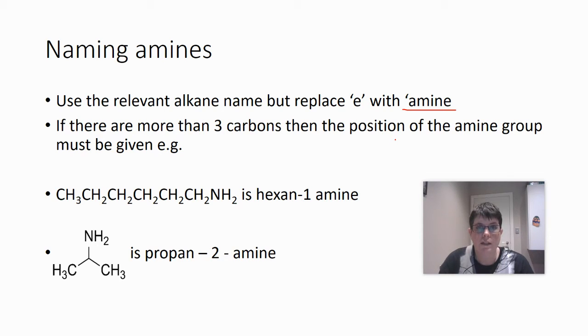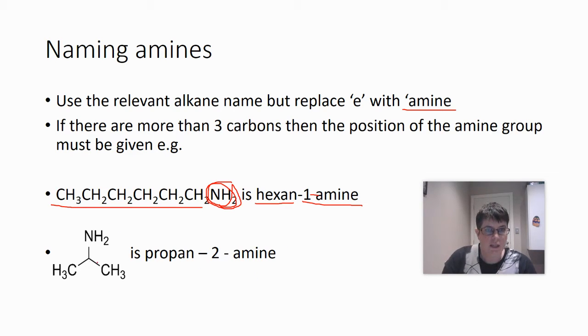If there are more than three carbons present, then the position of the amine group must be given. So this one here has got 6 carbons, and the amine group is attached at the end. So it's hexan-1-amine. We just need a dash there. Okay, this one here represents 1, 2, 3 carbons. So it's propan-2-amine because that second carbon there has the amine group attached to it.